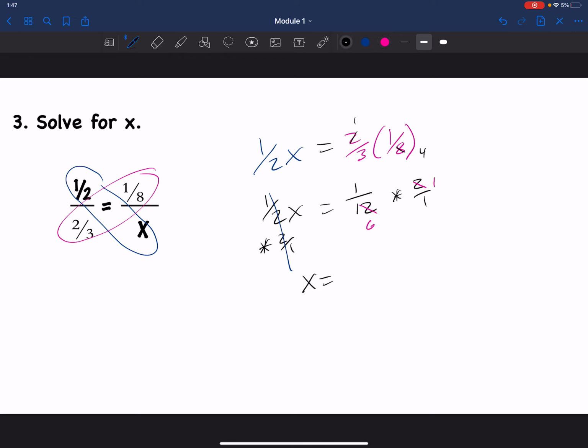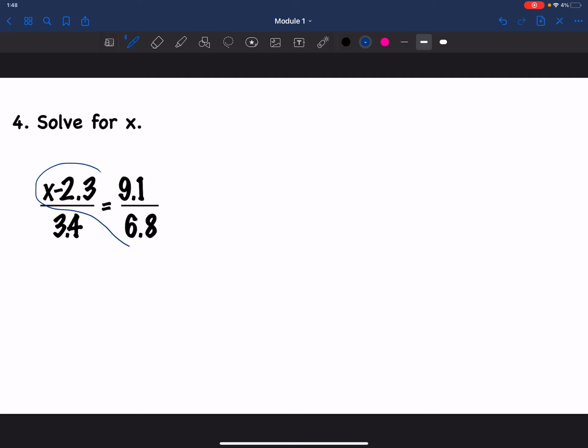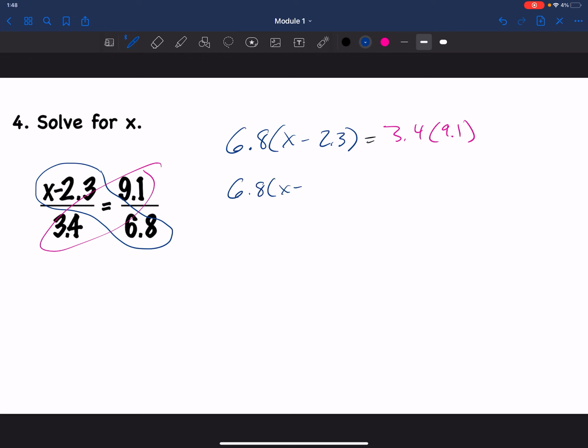Let's look at number 4. So do the same thing. So I wind up with 6.8 times x minus 2.3 is equal to 3.4 times 9.1. I'm going to go ahead and simplify the right side. I'm just going to keep the left side the same for now. We're going to go ahead and simplify the other side. So we're doing that 3.4 times 9.1. And that's going to give us 30.94.